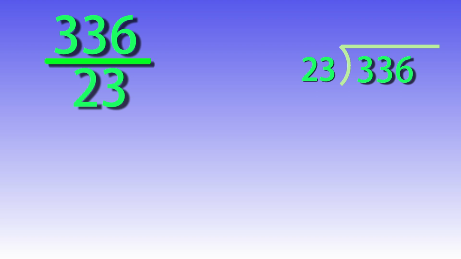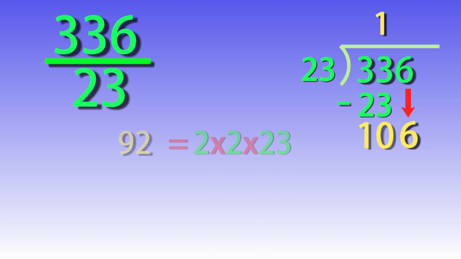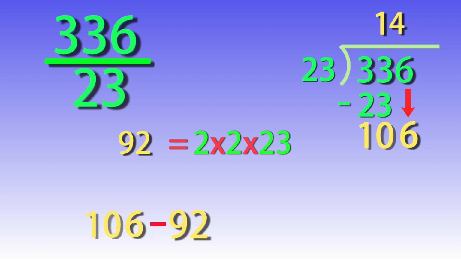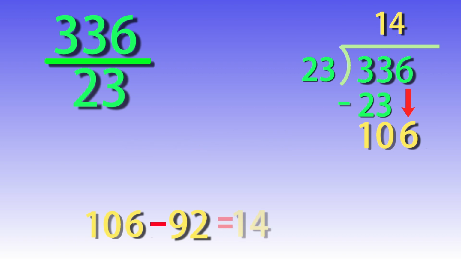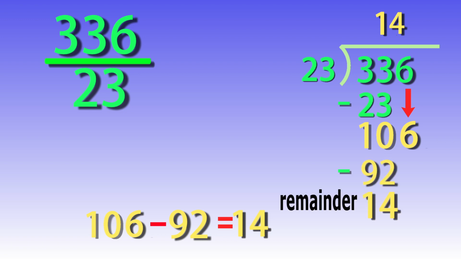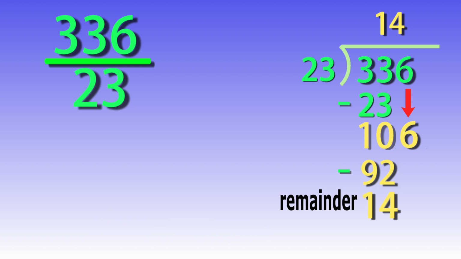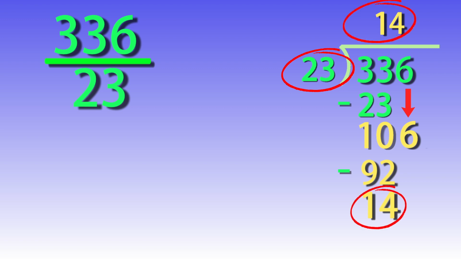23 goes into 33 once, with a remainder of 10. Carrying down the 6, we get 106. How many times does 23 go into 106? Well, we already saw in the factorization that 23 times 4 equals 92. So 23 definitely goes into 106 at least 4 times. If we subtract 92 from 106, we'll get a remainder. So 106 minus 92 equals 14. So our remainder is 14, which cannot be divided by 23. So we stop there. So 23 goes into 336 14 times, with 14 as a remainder.